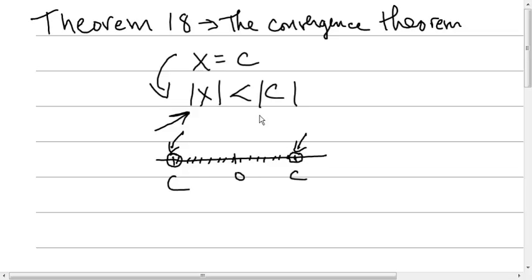What you do first is, we're given a problem like in example 3, and you go through and you have a series, and you say, okay, you apply the ratio test to look for absolute convergence, and then you test the endpoints.